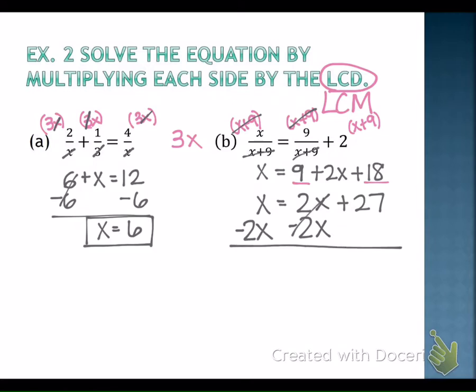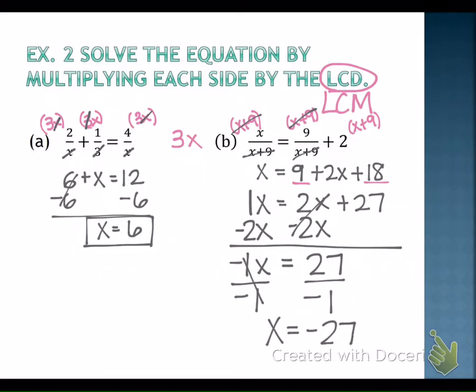All right, Alana, what's x minus 2x? Remember, this is an understood 1. Negative 1x. Good. And it equals 27. Mason, how would we finish this? Divide both sides by negative 1. So x equals negative 27. Great. Good job. Any questions on either one of these?